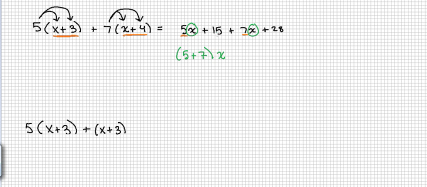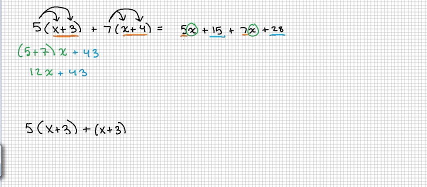And then we're going to just add these constants over here. This will be 15 plus 28, 5 plus 8 would be 13, carry the 1, so that'll be 43. So we're going to take this answer here, move it over here, and we're going to solve this real quick, I guess. So this will be 12x plus 43. So we're going to keep this answer here and keep our eye on it because that's what we're going to prove over here.